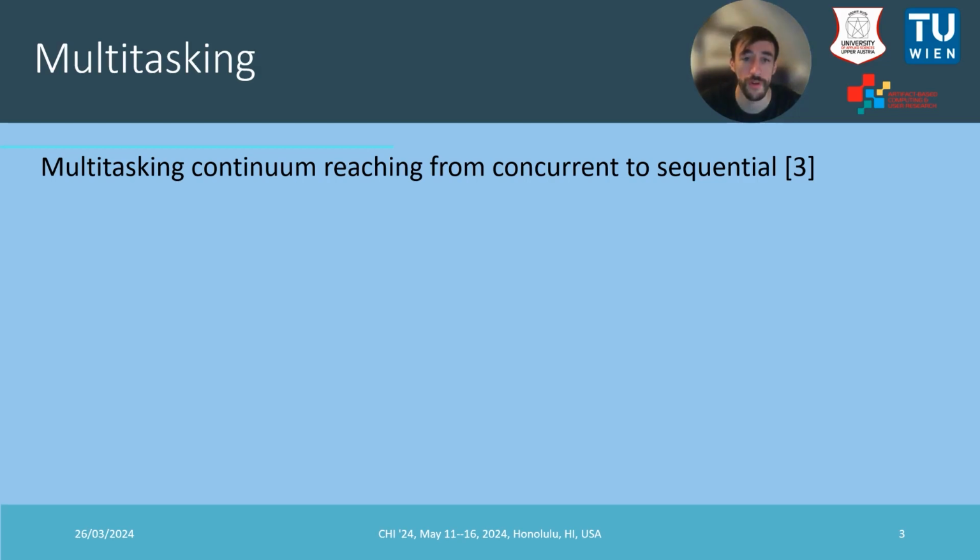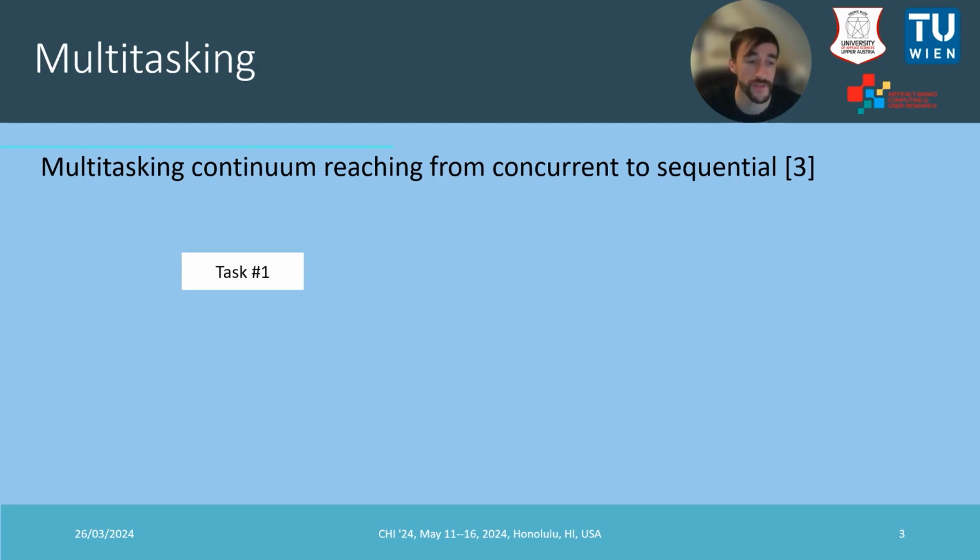But before we talk about a solution, we should briefly talk about multitasking, which can be defined as a continuum reaching from concurrent to sequential. Concurrent would mean talking while driving, and a sequential one would be writing a paper and then answering an email. But we also should conceptually look at how we switch between tasks and the involved costs.